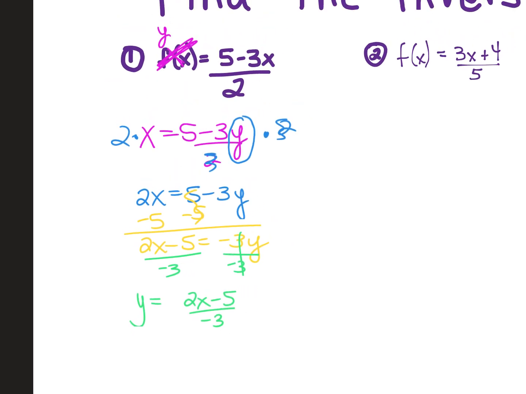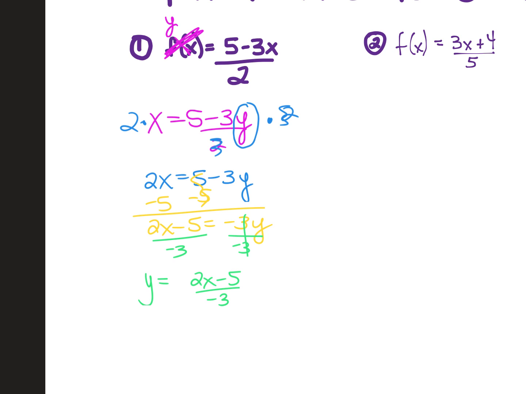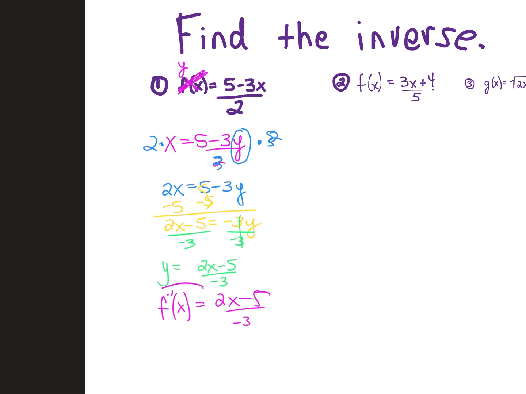So you had your original function. How do you tell me that that's the inverse? Very good. So you're going to write f, little negative 1 right there, of x equals 2x minus 5 over negative 3. And the beauty of finding inverses algebraically is this.